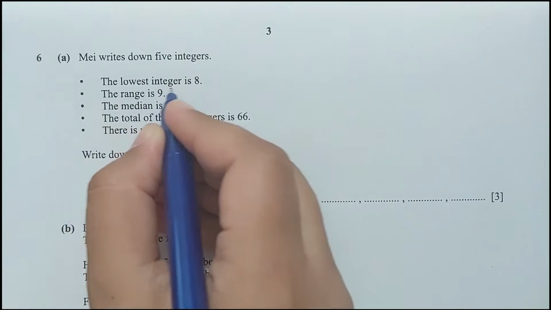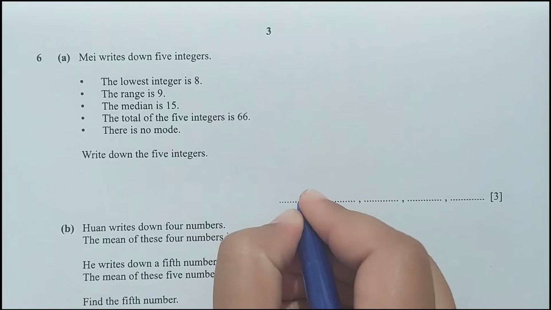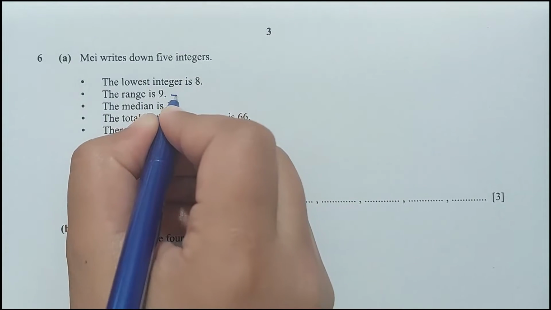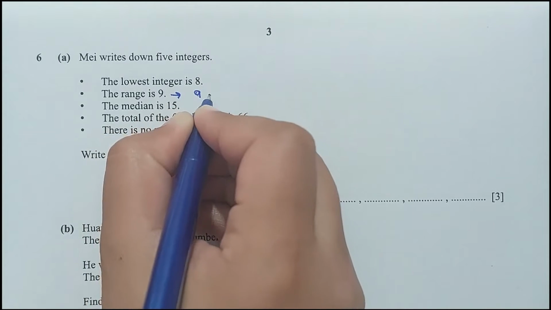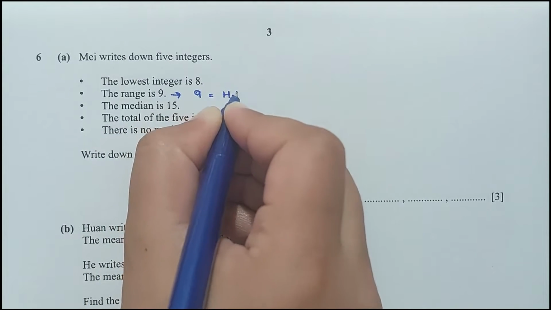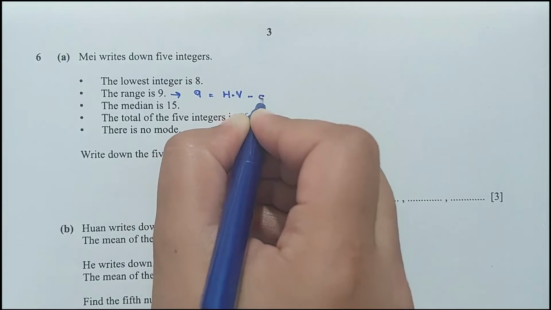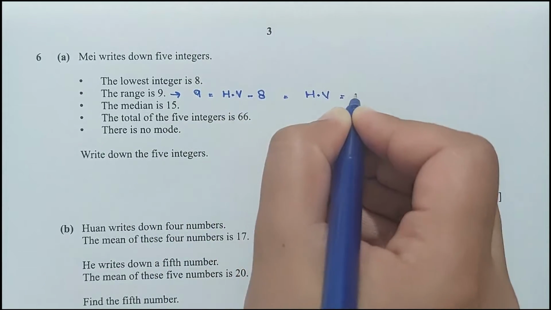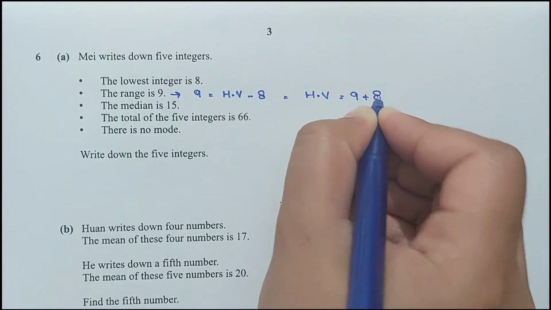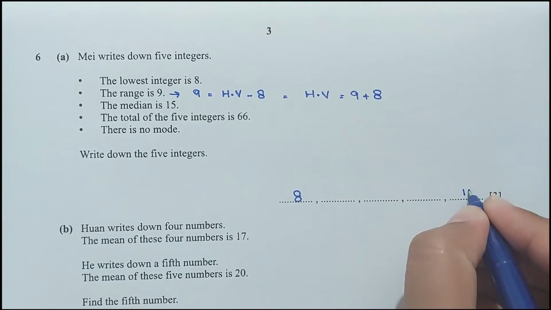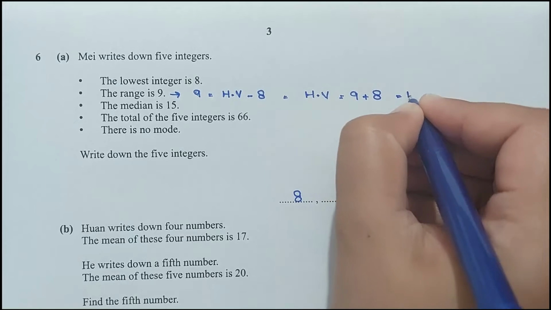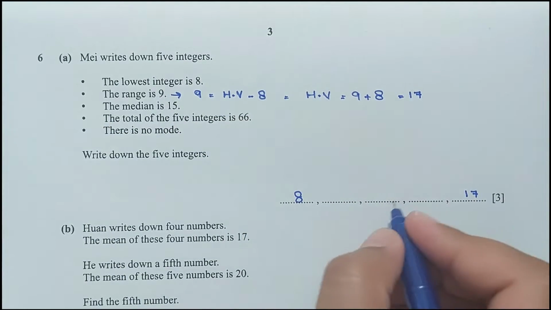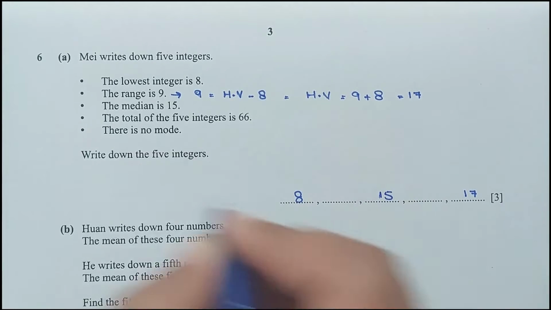Question number 6. I write down 5 integers. The lowest integer is 8. The range is 9. Range is the difference between the higher and the lower. The higher we don't know, the lower is 8, right? So let me find the higher value by doing 9 plus 8. That would be 17, the higher value. The median is 15. Median is the middle value. So the middle value is 15.